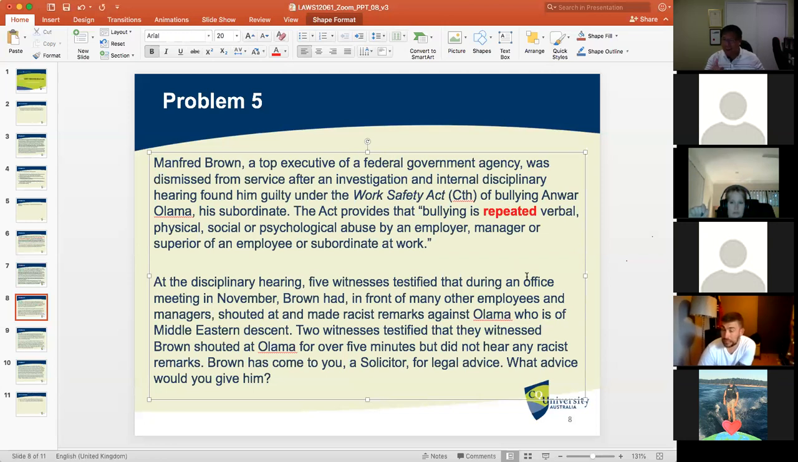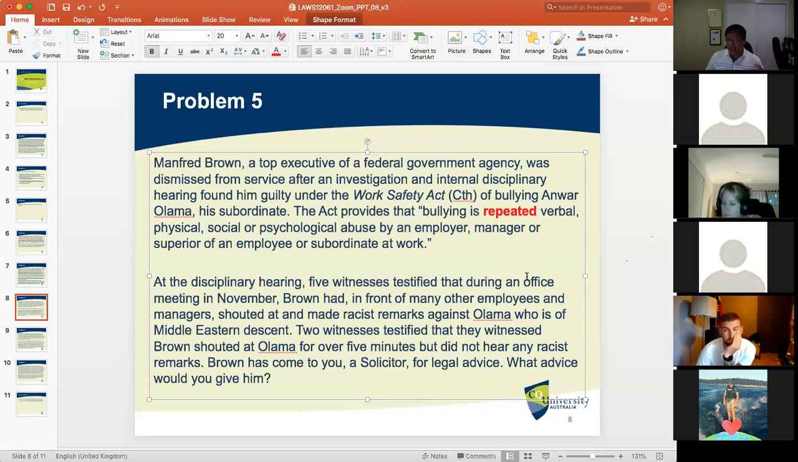The reason why there is a ground for judicial review is because there is a jurisdictional fact that is required by the law. The jurisdictional fact is whether or not bullying happened, meaning it has to be repeated. Repeated means it can't just be once, it has to be at least twice. But the facts tell us it happened only once. So in other words, the jurisdictional fact of repeated abuse has not been established.